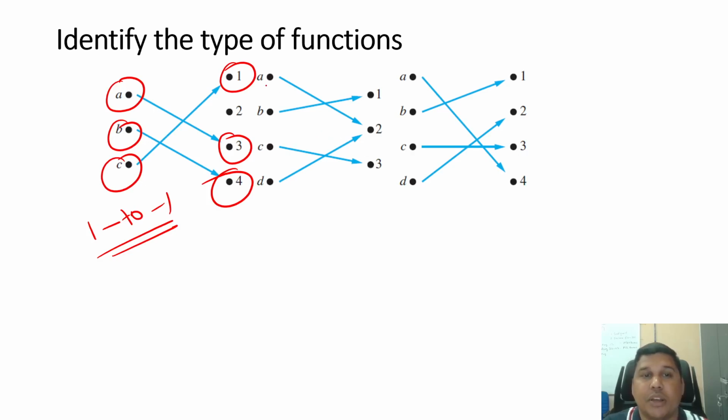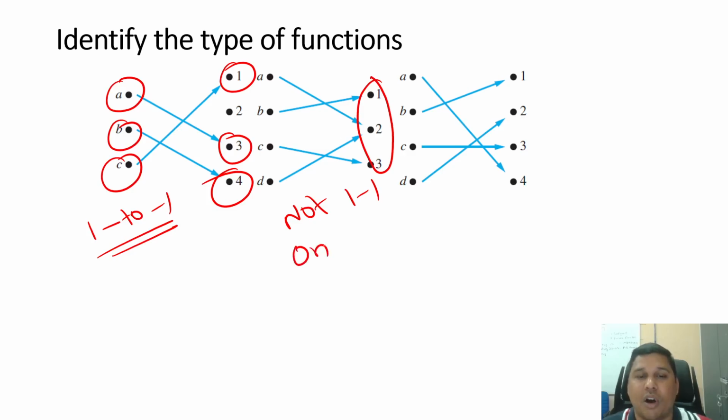Second one, you see, from A, I am having 2. From B, I am having 1. For C, I am having 3. From D, I am having 2. You see, for A and D, there are the same outputs. So this is not one-to-one. It is not one-to-one because A and D are yielding the same output too. One-to-one means one input, one output exactly. Then let us see whether it is onto or not. Yes, for every output, there is definitely one input. Therefore, it is onto.